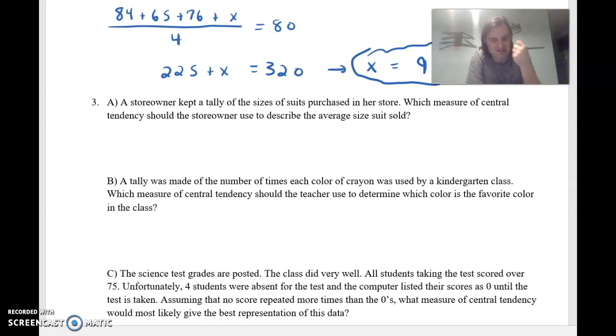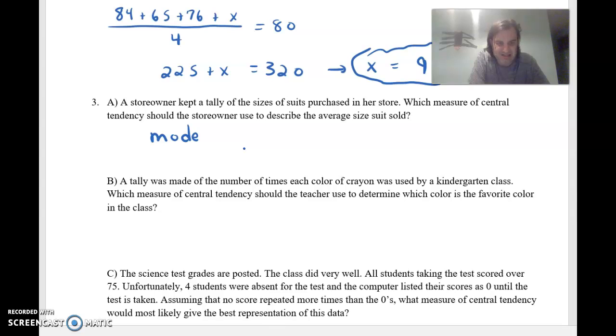I guess we could argue about this, but my thought would be to use the mode, because she is more... does it say? Yeah, it does say she, her. She is probably more interested in what she sells the most of. So it wouldn't make much sense, if she sold one of every suit, to average them together. So I think she would be more interested in the one that she sells the most of if she was going to try and describe that to somebody.